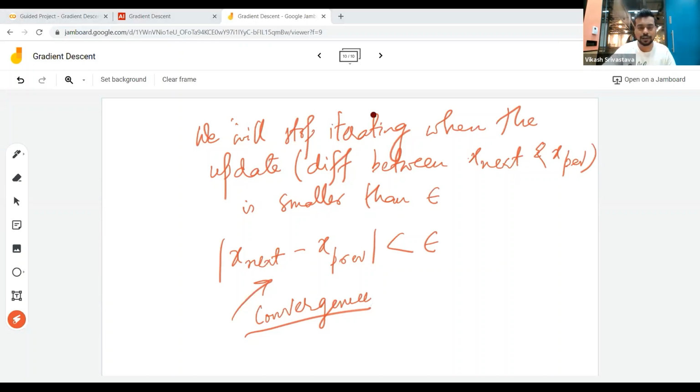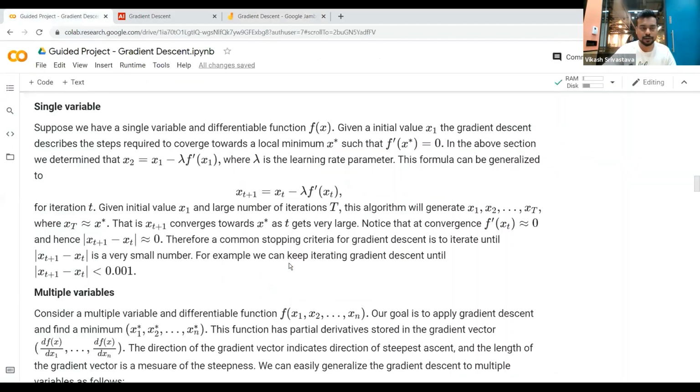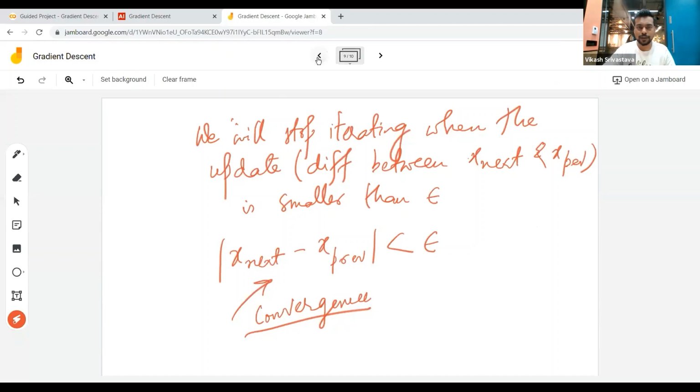So now let me come back to the point of the learning rate. Okay, so what this lambda is. I'll just go back to the previous frame, right?